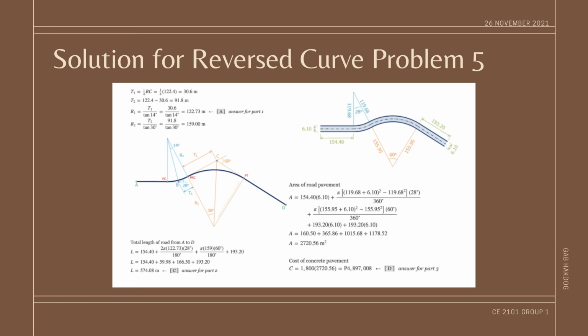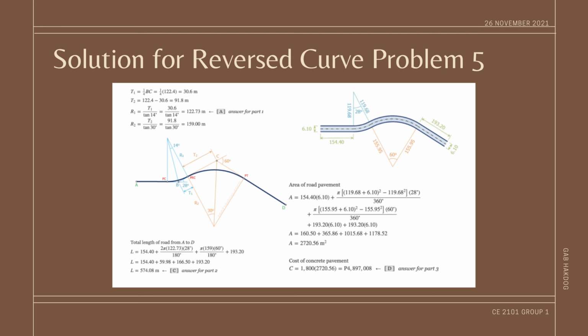Well, for the T2, we subtract 122.4 and 30.6. So why is that? Why do we have to subtract 122.4 and 30.6? In order to get T2, we have here line BC, and the first tangent. As you can see in the blue line, we have T1, the segment in the first radius. It's measured as 30.6. And T2 here from the yellow segment is unknown. Since we know the values of BC and T1, we have to subtract them, and the answer is 91.8 meters here.